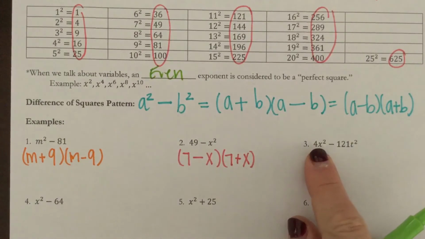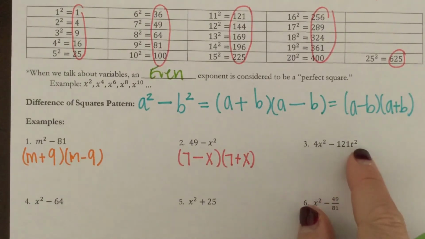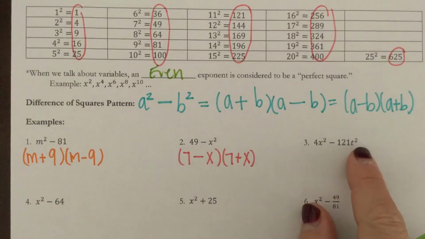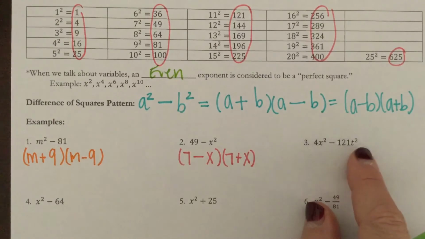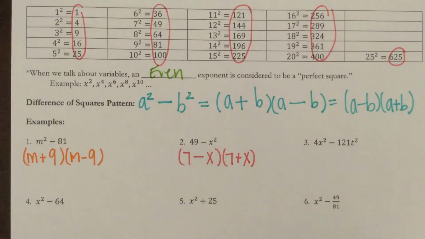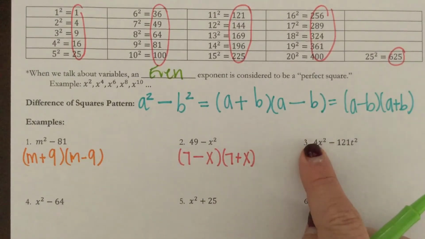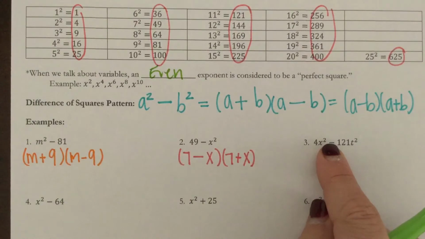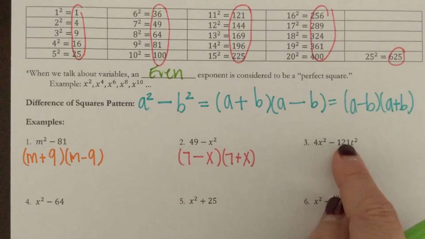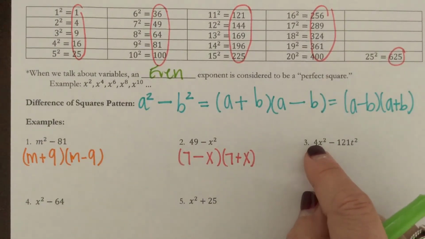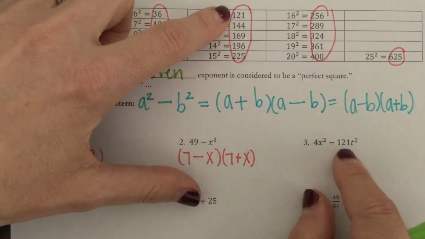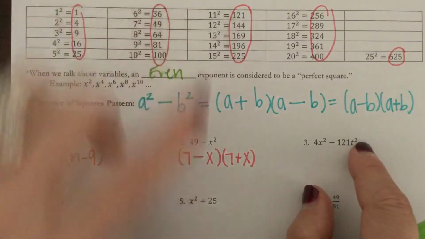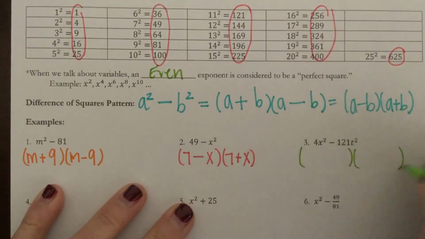Looking for a greatest common factor between 4x squared and 121t squared. Okay, so there are no numbers that 4 and 121 share in common. Also, there are no variables that they share in common. So after looking for a greatest common factor, we are now going to check to see if we have a difference of squares. Difference means subtraction. 2 terms, right? 4 is on the list up here. X has an even power. 121 is on my list right here. T has an even power. So we're going to put down our two parentheses.